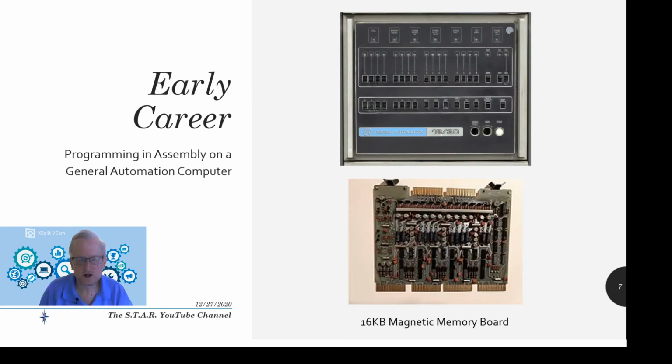From there, I moved on and I began doing assembly language programming in what's called a general automation computer. A general automation computer is considered a mini computer, although, of course, nowhere near as powerful as the computers we have today. Its memory would use what's called a magnetic memory board. This is a picture of a magnetic memory board. It would hold 16 kilobytes of memory. The one cool thing about a magnetic memory board is that it didn't need power to maintain its memory contents. You could literally power down your computer, unplug this memory board, plug it back in, turn your computer back on, and it would maintain the same memory contents as when it was powered off.